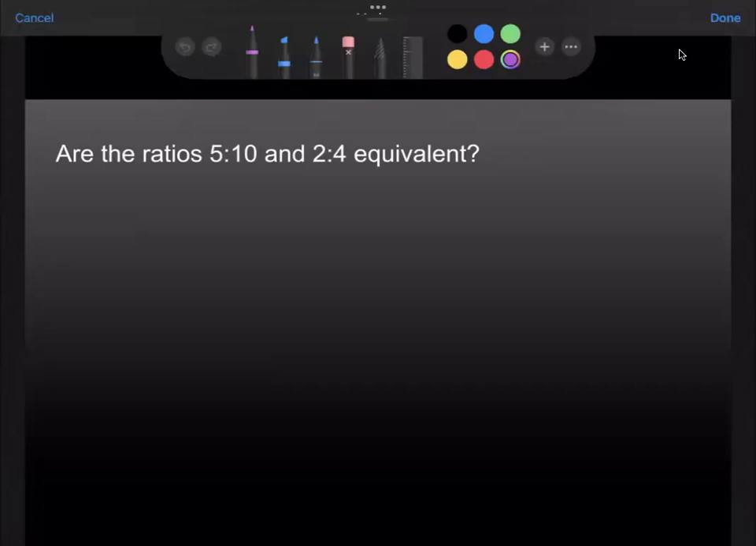Okay, here's our next example. Are the ratios 5 to 10 and 2 to 4 equivalent? So again, first step would be to rewrite them in their fraction form. So 5 over 10 and 2 over 4 like this. It's not very easy to tell how to go from 5 to 2 using division. It would end up being a decimal or a rational number, and then it would be complicated. So I'm going to go ahead and try the cross product way.